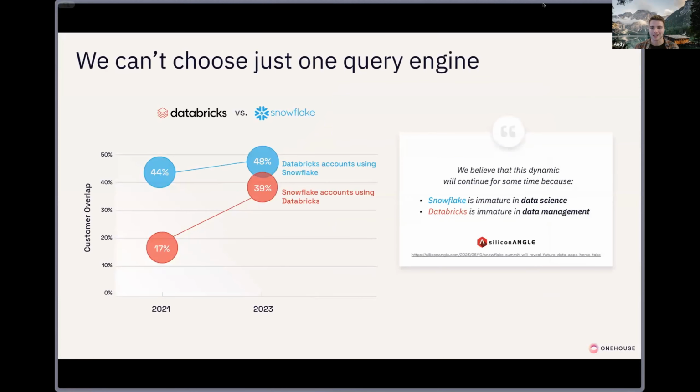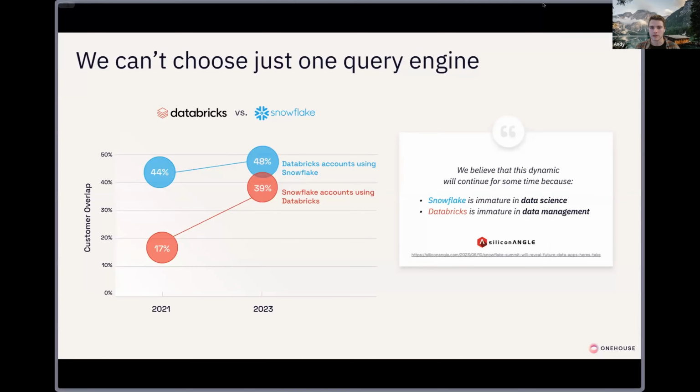So this is not just kind of theory. This is something that we're actually seeing across the ecosystem. We see here that almost half of the users who are on Snowflake are also using Databricks and vice versa. And this is just growing over time.